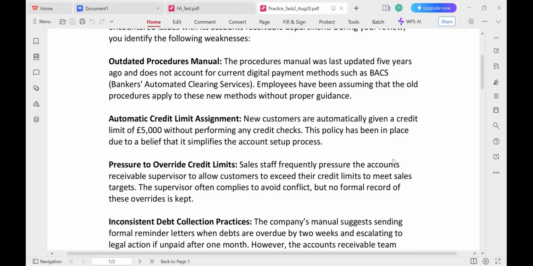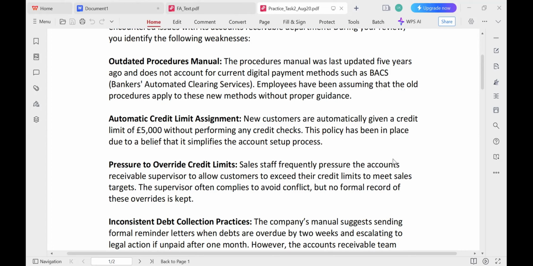We have to first identify and explain the weakness and the cause of the weakness. So obviously the cause of the weakness is that the procedure manual has not been updated in 5 years, which would be leading employees using outdated guidelines. So that's not going to account for the modern digital payment methods like BACS. Okay, so this is the cause of the weakness. Most of the information was already given in the question, so you would just rephrase it. Then we are going to talk about the potential consequence.